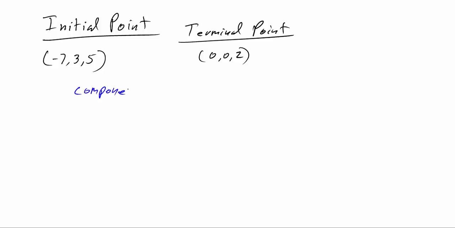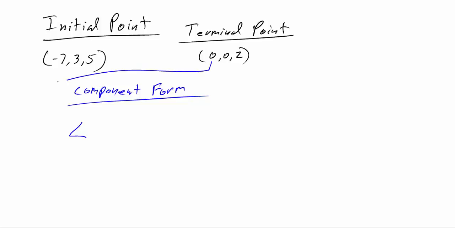It's actually going to be the same thing that we did before in 2 space. If you're looking for the component form, that means we want to move the vector so that the initial point is at the origin, 0, 0, 0. To do that, we're simply going to take the terminal point and subtract away the initial. So we're going to take 0 minus -7, and then 0 minus 3, and then 2 minus 5. And that's going to give us the component form.